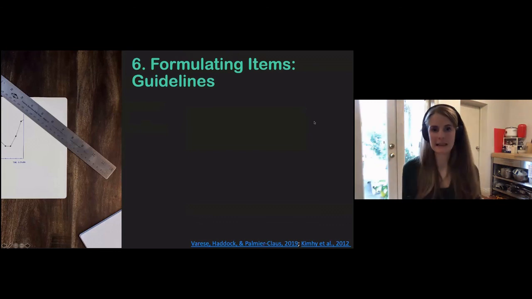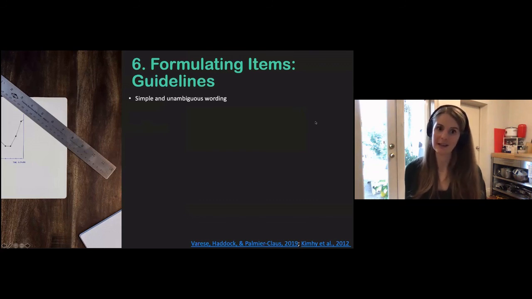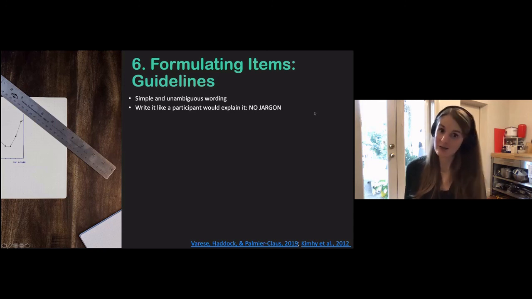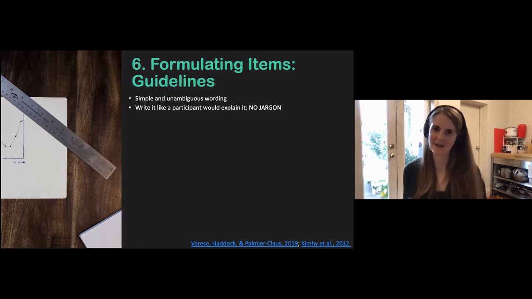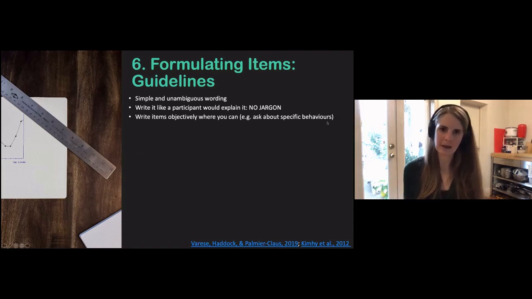So some guidelines to think about. You want to have the most simple wording possible. No jargon, no long words, simple, easy. Write it like a participant would explain it. It's really tempting for us to use our psychology words, but, for example, I often study something called rumination. Most participants don't know what rumination is. So I would never say, how much did you ruminate since the last survey, in English at least, because rumination is not a word participants would use.